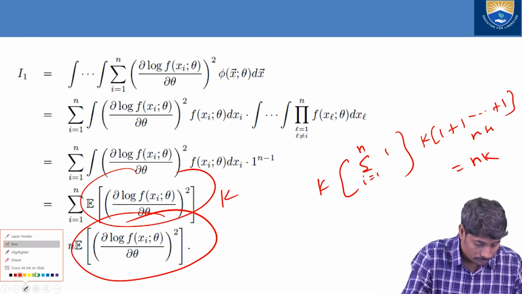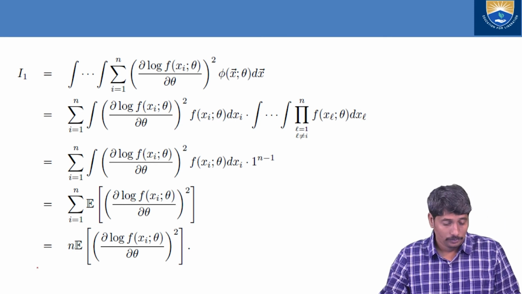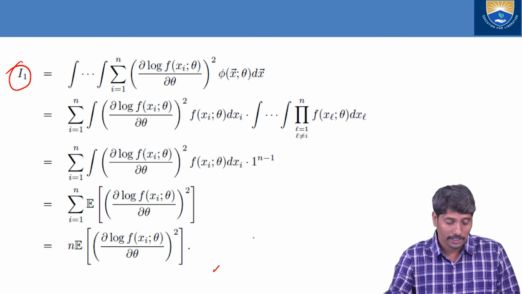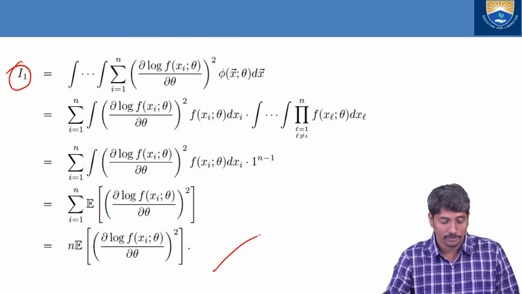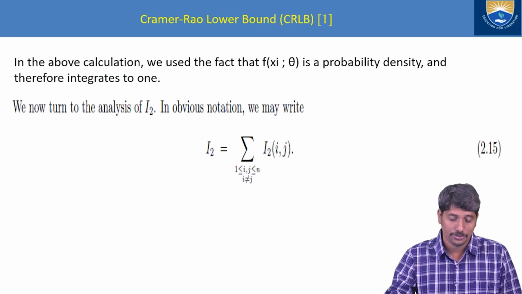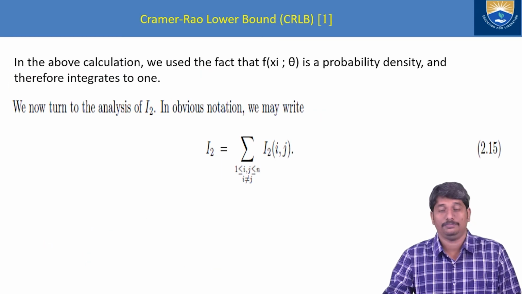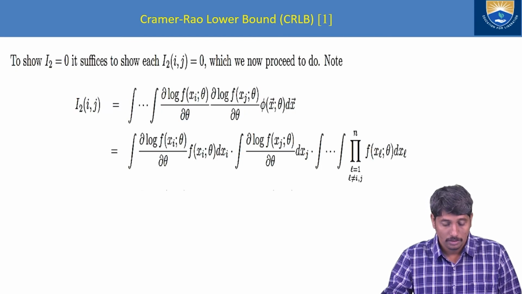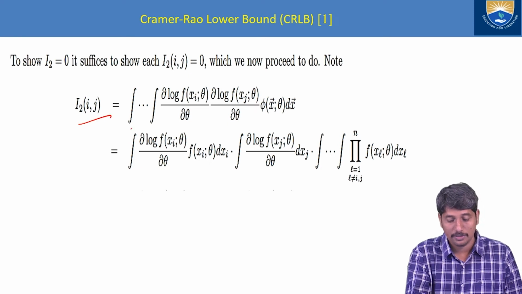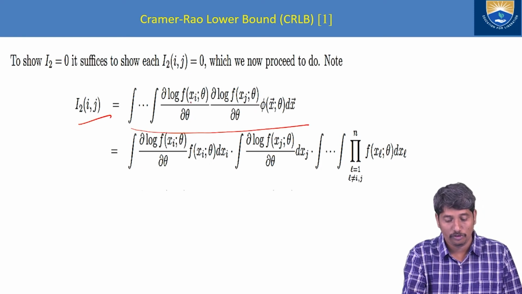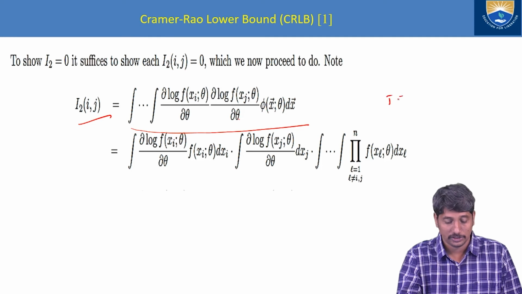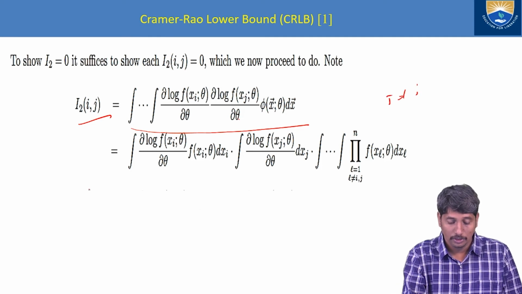Now we have been successful in the first mission, that is I1 is equal to n times the expectation of (∂/∂θ of log f(xi, θ)) whole square. The second mission is we have to show that I2 will be 0. How to show that I2 is 0? What is I2? I2 is nothing but n times the integral of ∂/∂θ of log f(xi, θ) and ∂/∂θ of f(xj, θ), where i not equal to j.